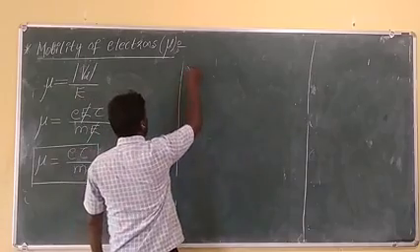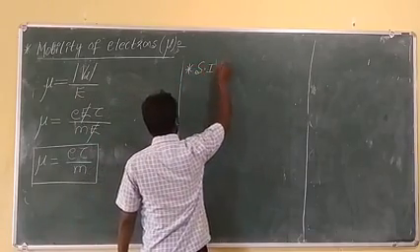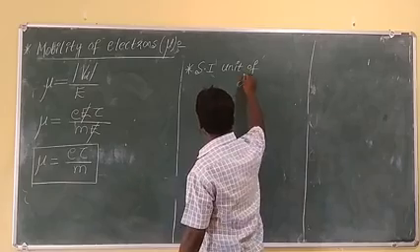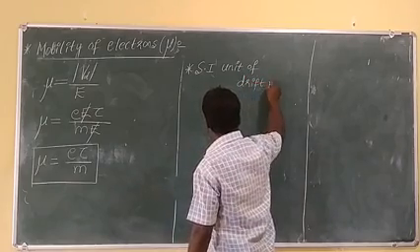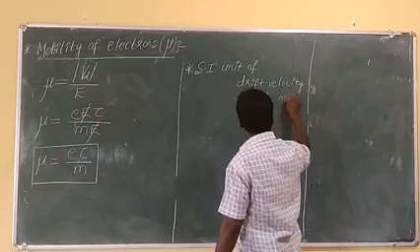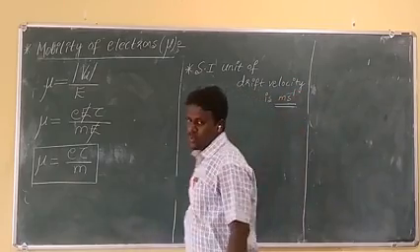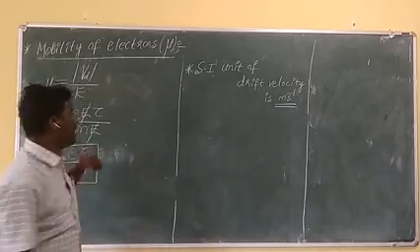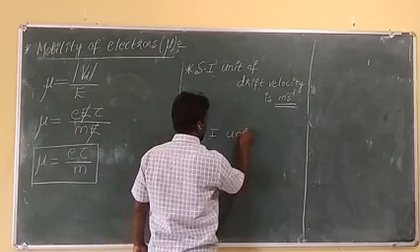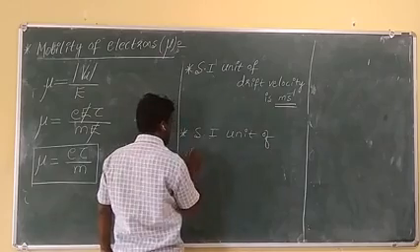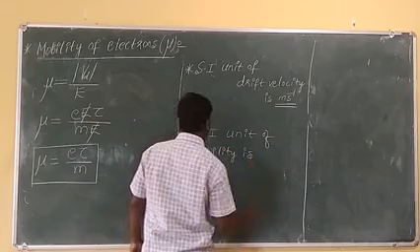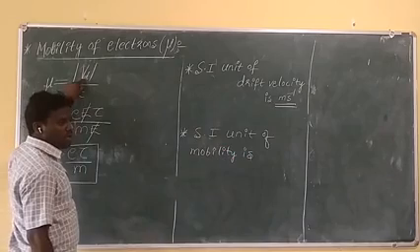So what is the next one? SI unit of mobility. First I want to tell you about drift velocity. SI unit of drift velocity is meter per second. Now, SI unit of mobility.